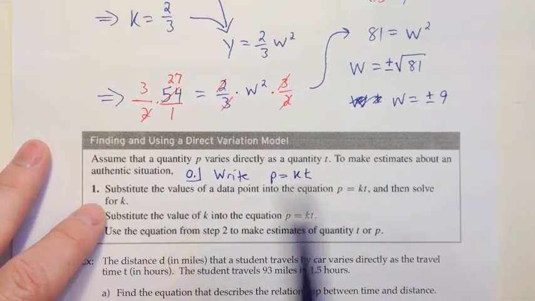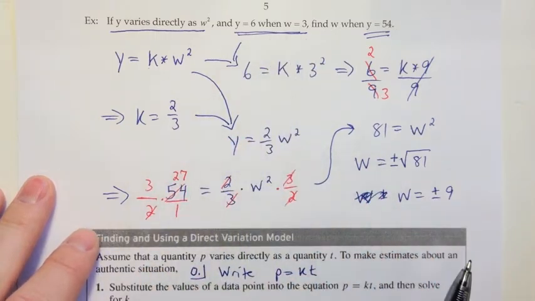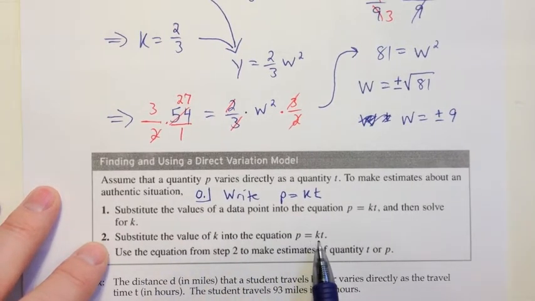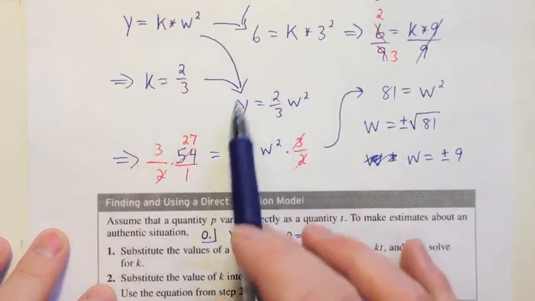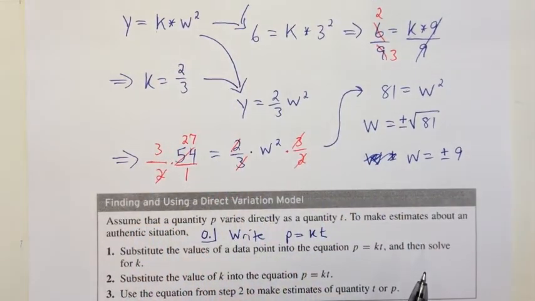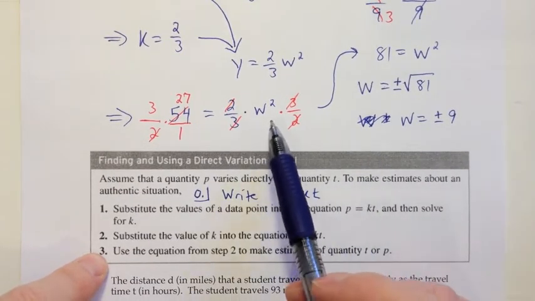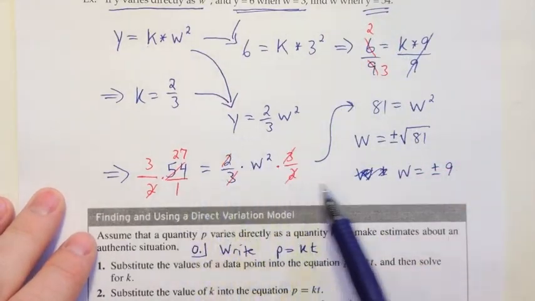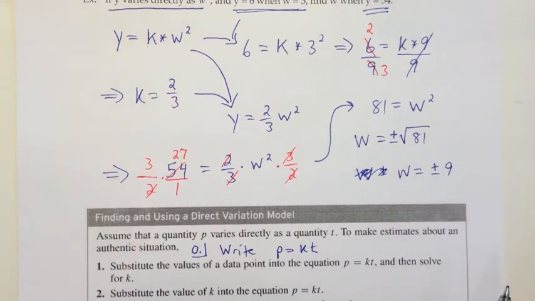that P equals K times T, because whenever they say we have direct variation, you would do K times that variable. And then what they're saying is if you're given some values like we were, the 6 and the 3, then you want to plug those in to figure out what the K is. Once you've figured out what K is, substitute that into your equation. So once we found the K was 2/3, we plug that into the equation to get this format. And then once you have that equation, they're saying in step 3 here, you can start using that to make predictions. And we did that when they told us that Y was 54. We plugged that in and we solved for the W. And then again in this one, we had to be careful to remember to give both the positive and the negative value when we took an even root.